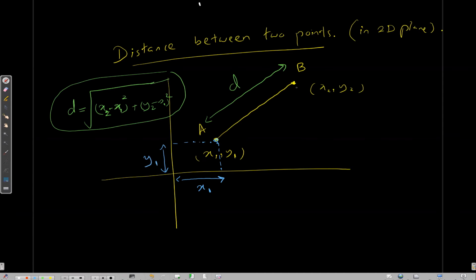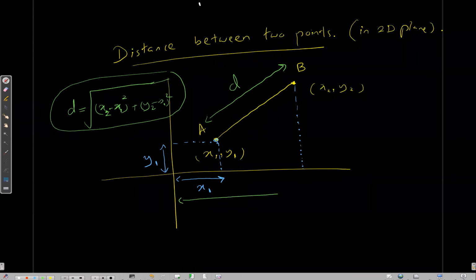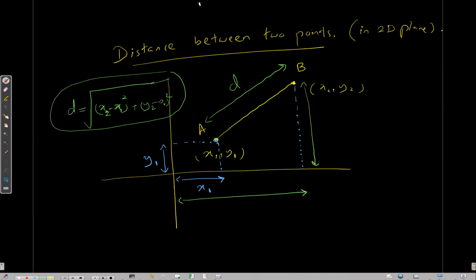Similarly, we use a different color, about green. So what about this length? And what about this length? That green color two lengths are x2 and y2, right? That should be clear. Now, what I'm going to do, I'm going to extend this line. So it will create this nice triangle, not just a triangle, right angle triangle.